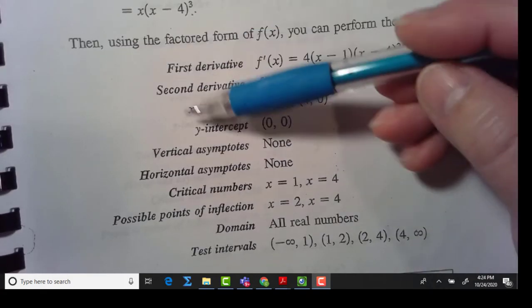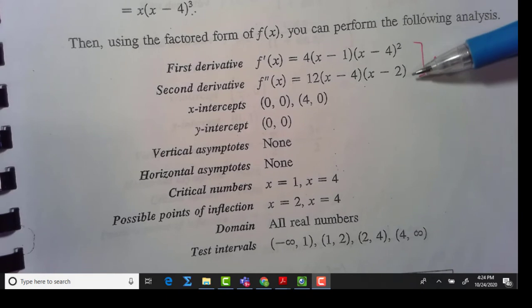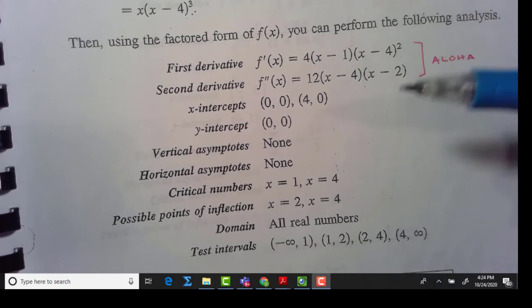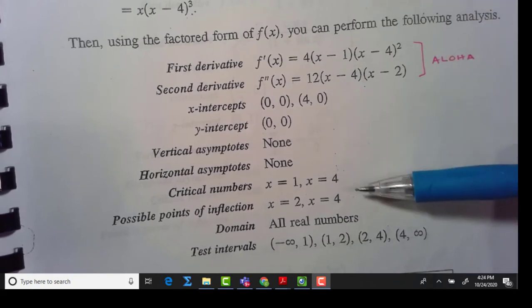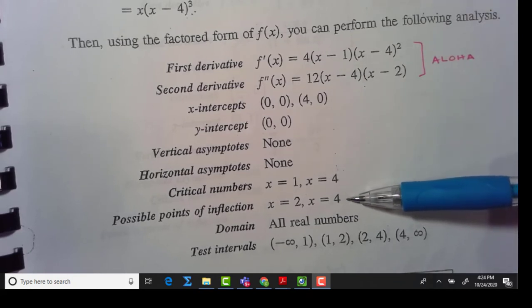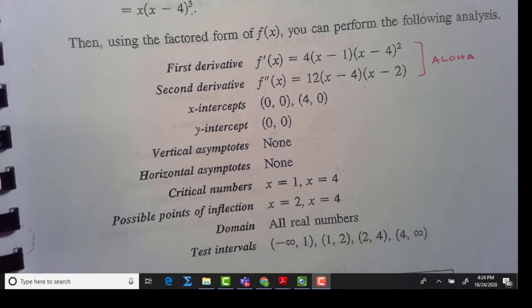Let's remember, we are going to want our first and second derivatives to be factored as much as possible because we're going to want to know where they're 0 or undefined for our critical numbers and our possible points of inflection. Again, I leave all the work to you. Look at the comments and the graph later.